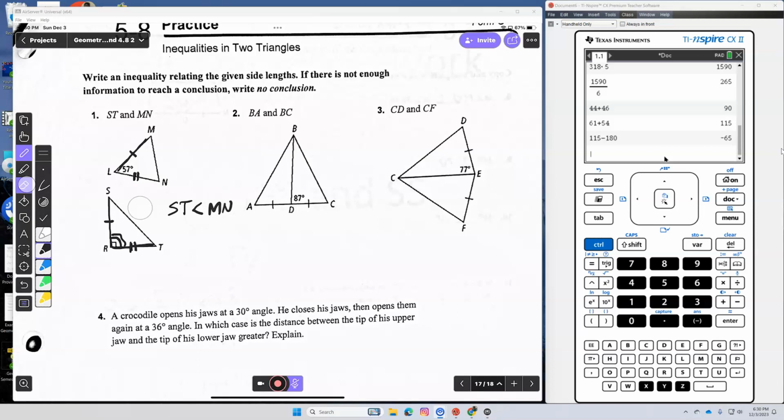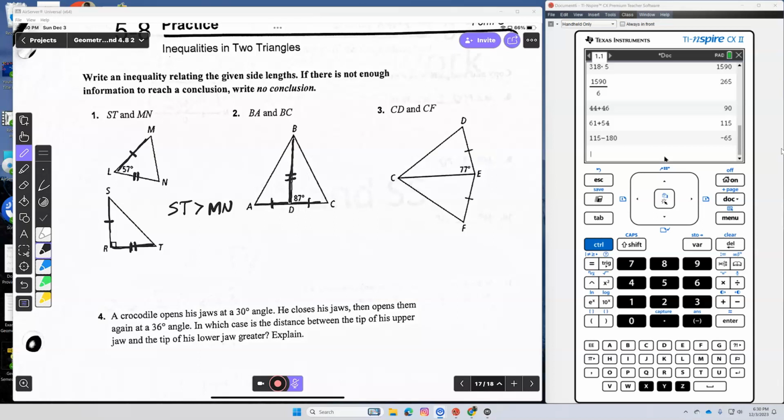And what I'm going to do is erase this, because normally you don't do this. So definitely 90 is larger than 57. Oh, I wrote it wrong. So ST is greater than MN. We know that this side is congruent to this side. We know that they share a side, so these two sides are congruent.